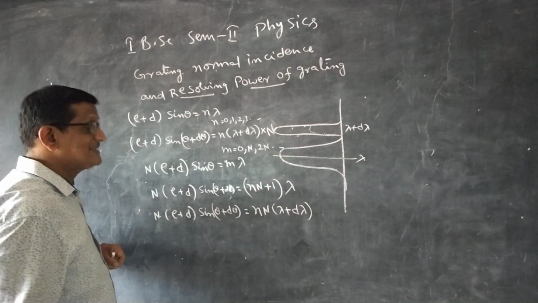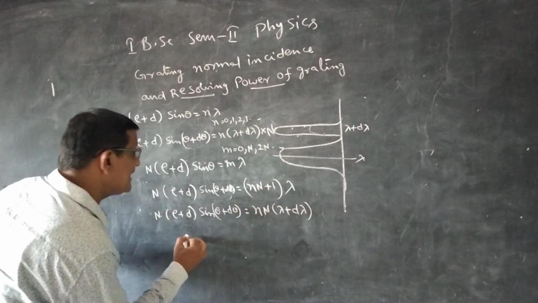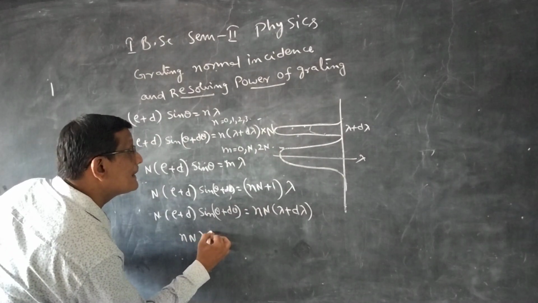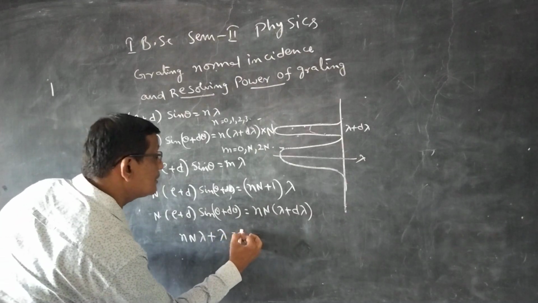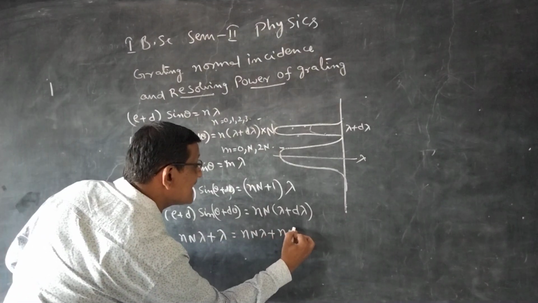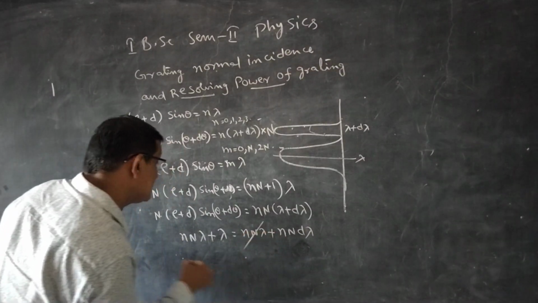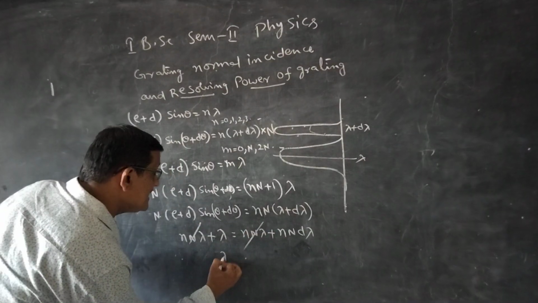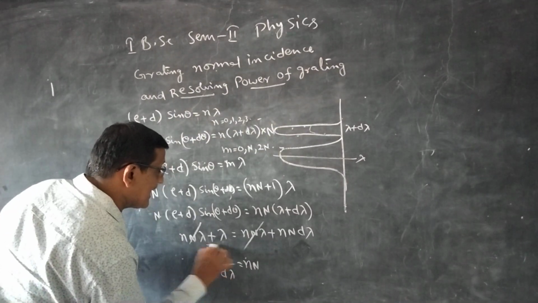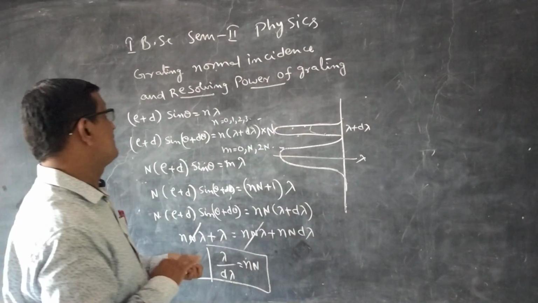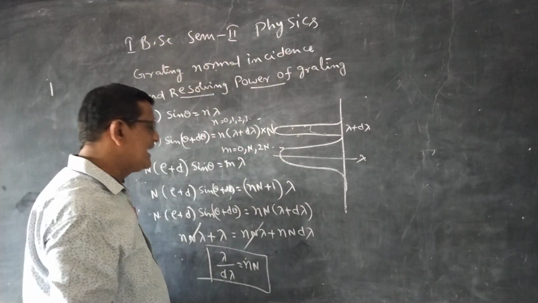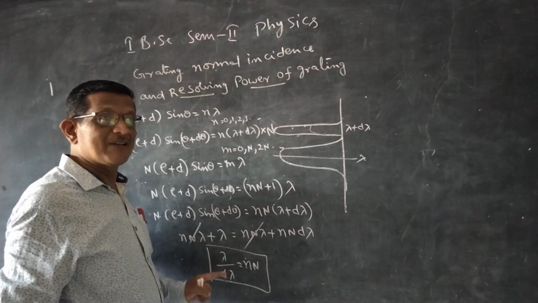n lambda plus d lambda. By comparing these two equations, n lambda plus lambda is equal to n lambda plus n d lambda. From this equation, lambda by d lambda is equal to nN. Here, lambda by d lambda is termed as the resolving power of grating.